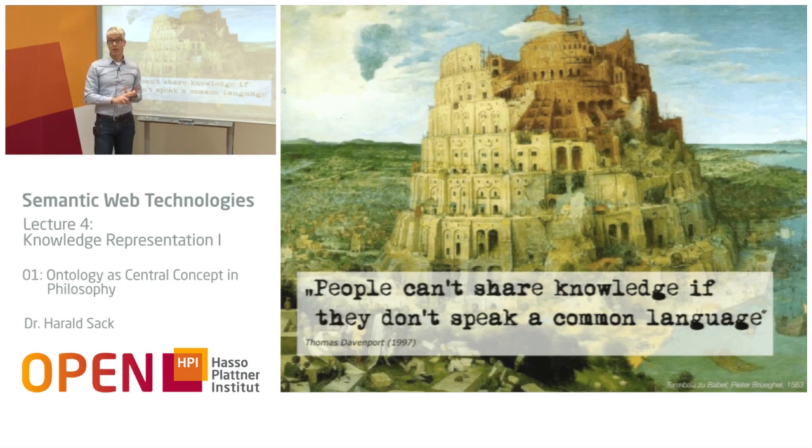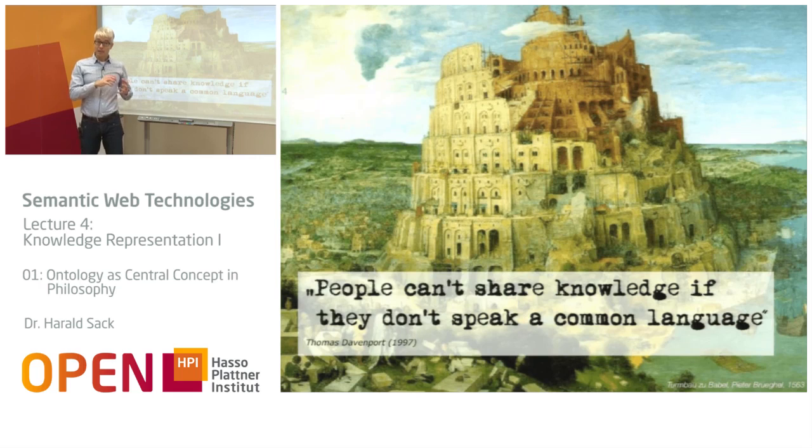First of all, let us start with the fact that people cannot communicate and cannot share knowledge if they don't speak a common language. So this is pretty important, as you can see here in the picture of the Tower of Babel, where people were not able to communicate because everybody was speaking a different language. So this is very important: understanding is only possible if you speak a common language.